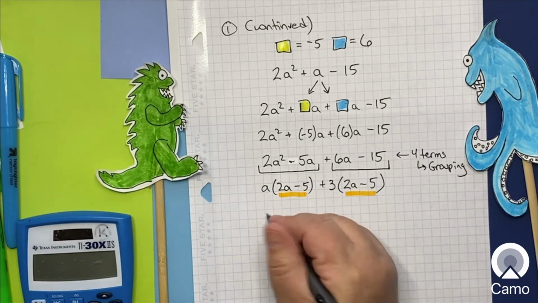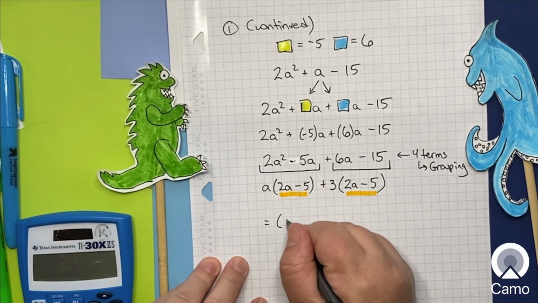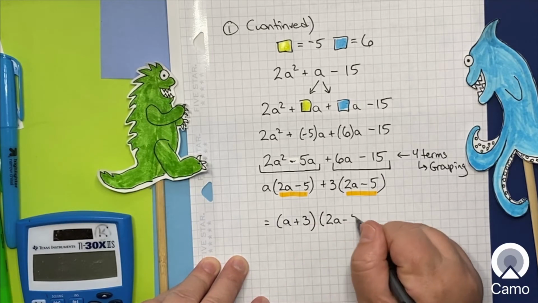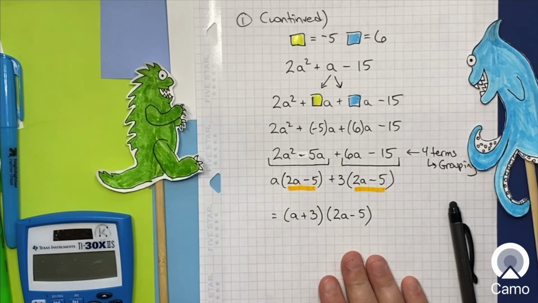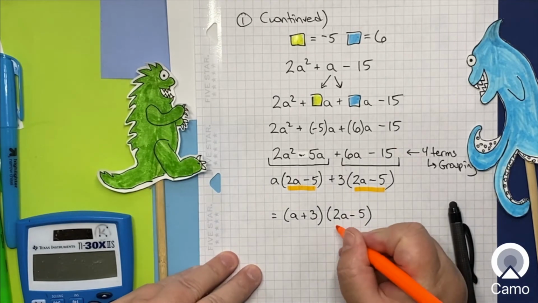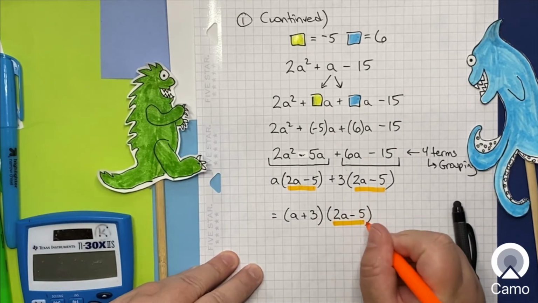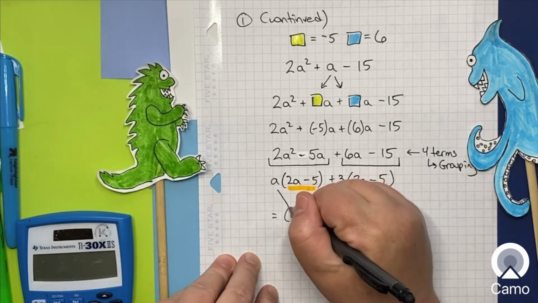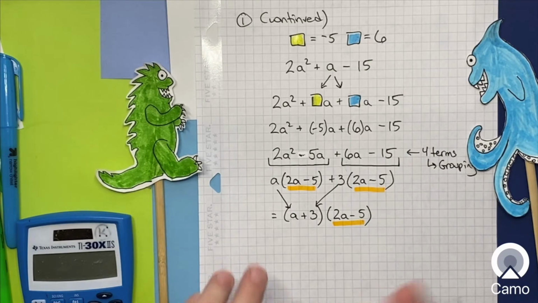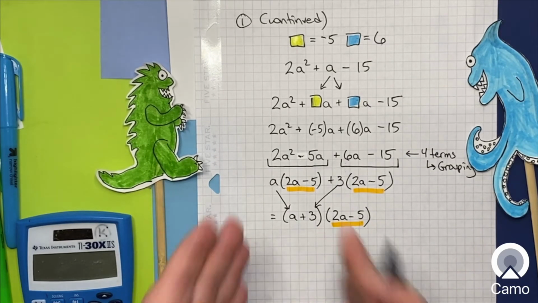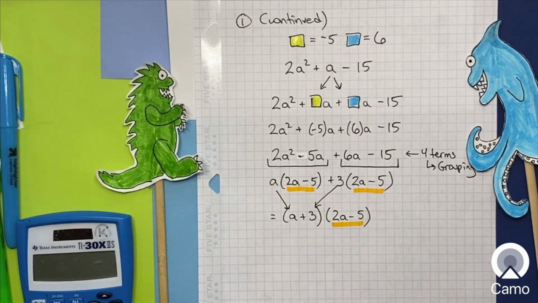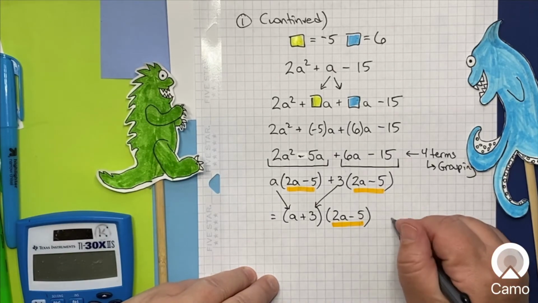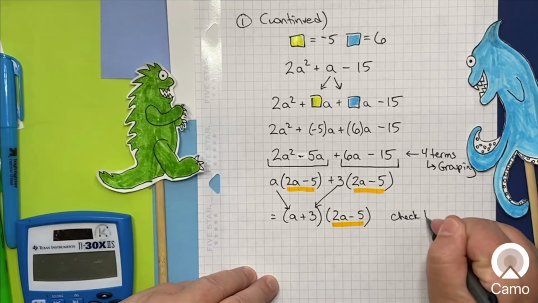So remember what I'm going to do is I'm going to factor this out as a plus 3 times the quantity 2a minus 5. Rather than saying a times 2a minus 5 and 3 times 2a minus 5, you're saying it all together. You're bringing both of these together and just saying it all at once. A plus 3, that quantity times the quantity 2a minus 5. And then this is factored. And you could always check by multiplying out.